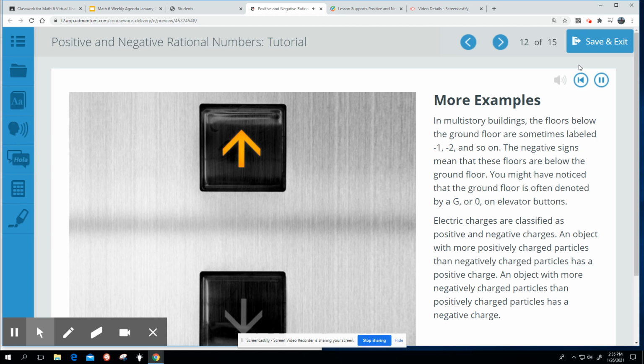Electric charges are classified as positive and negative charges. An object with more positively charged particles than negatively charged particles has a positive charge. An object with more negatively charged particles than positively charged particles has a negative charge.